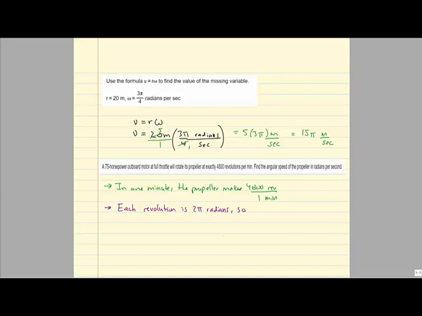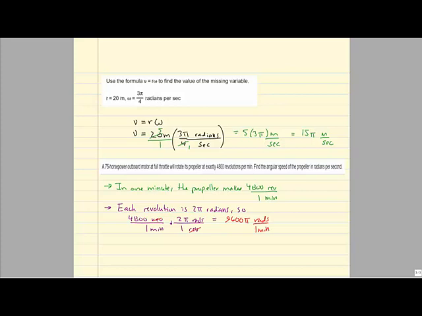So 4,800 revolutions per minute. What I could do is think about 1 revolution in the denominator, because we're trying to cancel units here, times 2 pi radians. And if we simplify this, we get 4,800 times 2 pi, revolutions cancel, and I'm left with radians per minute. So 4,800 times 2 would be 9,600 pi radians per minute. Okay, so that's some information.